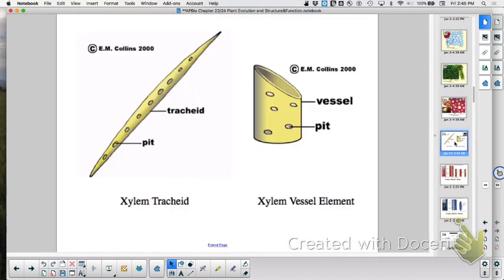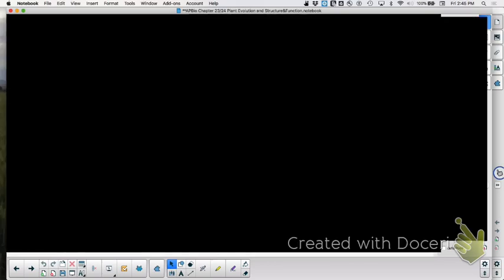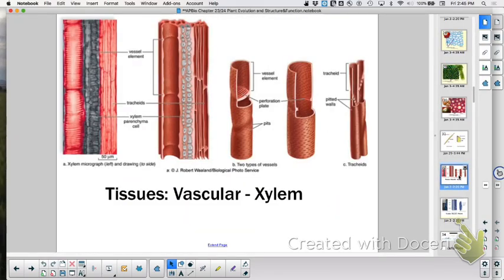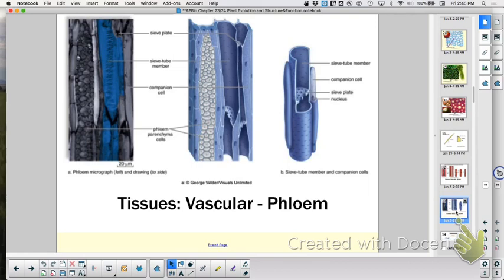Here, a review of xylem, which is what we're getting ready to study in this next chapter. You have tracheids, thin, narrow, long, and vessels, which are more like pipes. Look like this. And we have phloem. And phloem, what's different about phloem from xylem?